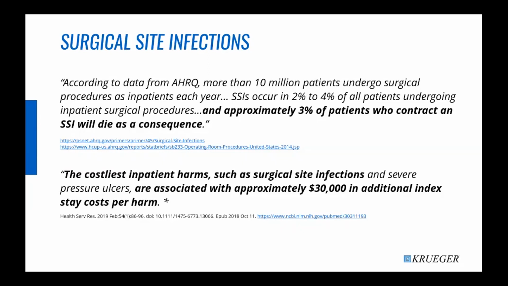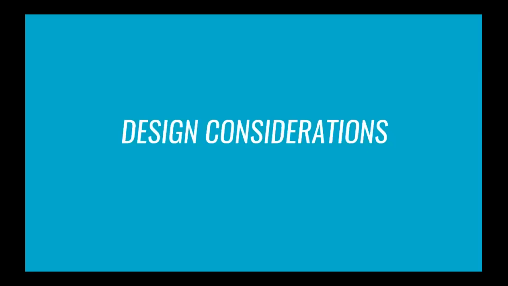So you can see why SSIs are an extremely high priority to reduce for healthcare organizations. Another fact is that SSIs also increase the cost of care for the hospital. They calculated this cost, and it could be approximately $30,000 in additional index stay cost per harm. So hospitals have multiple reasons to reduce surgical site infections, mainly for the comfort and well-being of the patient, but also because it increases their operating costs. So let's discuss some design considerations.